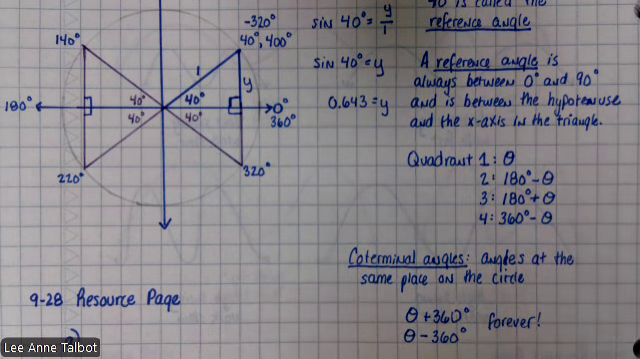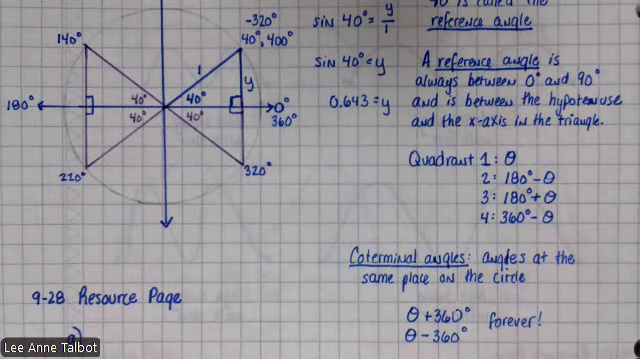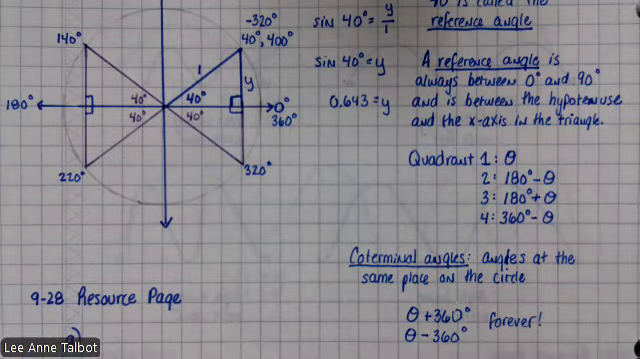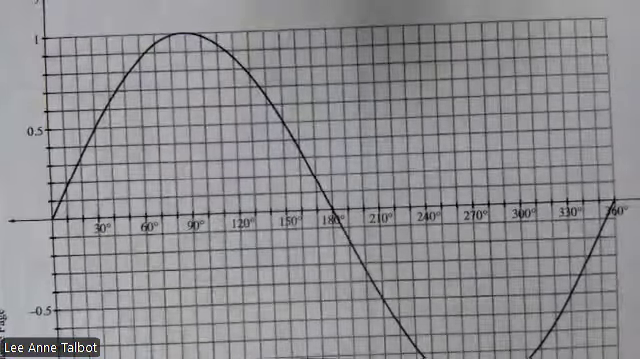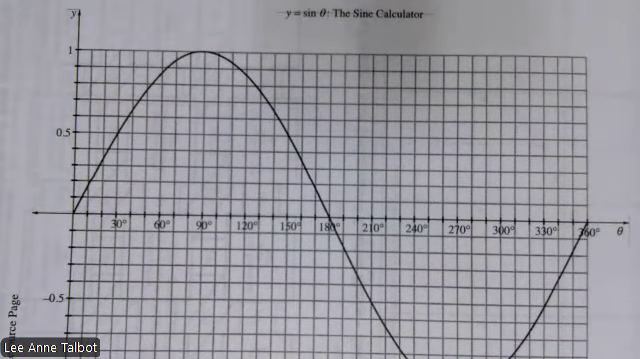Okay. The next thing I need you guys to do is find that resource page, the one we were talking about that says the sine calculator. We're finally done with number 27. And this is kind of silly, but it's called the sine calculator because it works just like your calculator to find the sine of things.